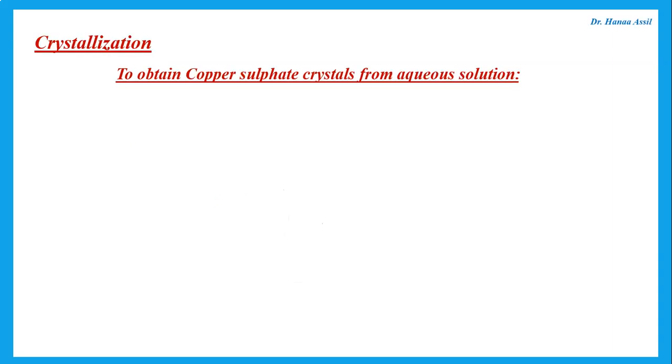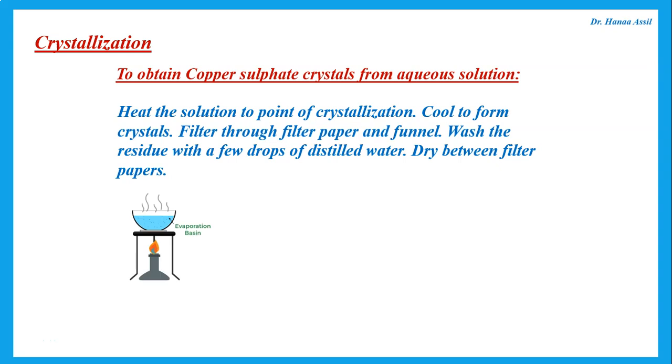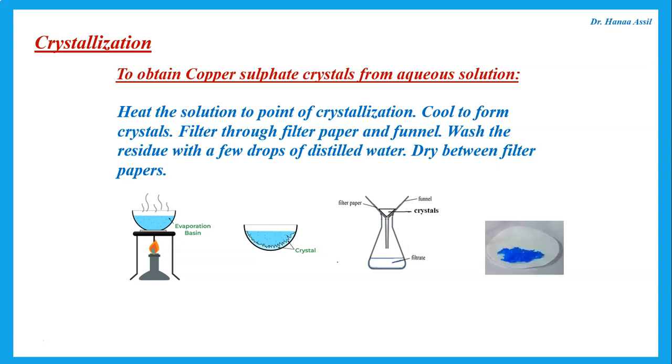What if we want to obtain crystals from a solution? So I have an aqueous solution of copper sulfate and I want crystals. Then we do the process of crystallization. In crystallization, what we do is heat the solution to the point of crystallization. Then we cool it to form crystals and filter this mixture through filter paper and funnel. In that case, the crystals will remain as residue in the filter paper. Now wash the residue with a few drops of distilled water and dry between filter papers.